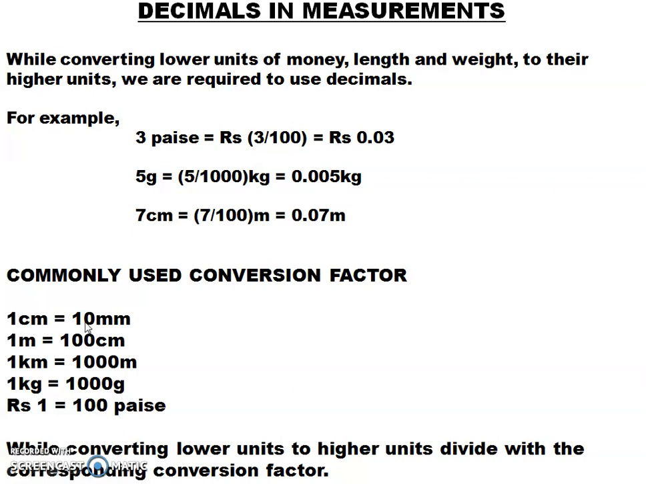1 centimeter is equal to 10 millimeter. 1 meter equal to 100 centimeter. 1 kilometer equal to 1000 meter. 1 kilogram equal to 1000 gram. Students, so when you are asked to convert millimeter to centimeter, you will divide by 10.